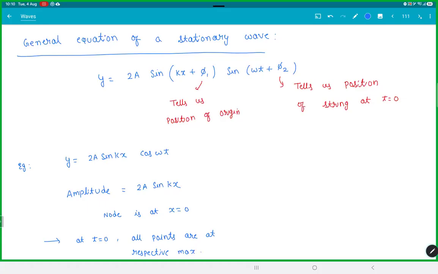That means this is how the string is, everyone. The string is at extreme position. This is the natural length. So the string is at extreme position. At time 0, the string is at extreme. X equal to 0 is a node. This is the picture.